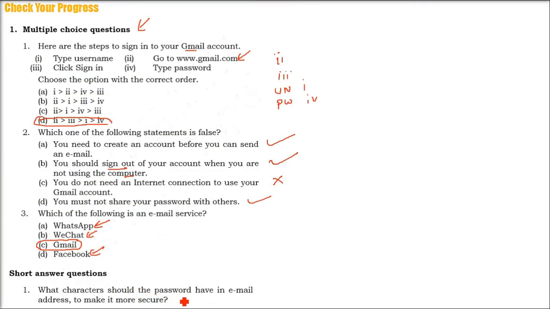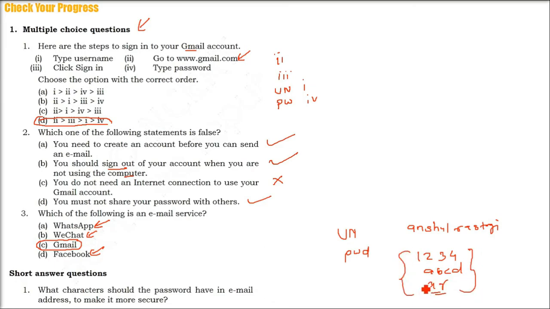There is one more question. What character should the password have in an email address to make it more secure? Now, username as password you are entering. Username can be as easy as possible so that you remember, like Anshul Rastogi. It's looking easy. If you're putting password as 1, 2, 3, 4, ABC or Anshul or Rastogi, everyone knows that these are the normal passwords, 1, 2, 3, 4, ABCD.